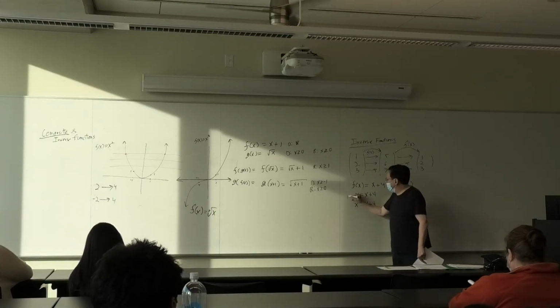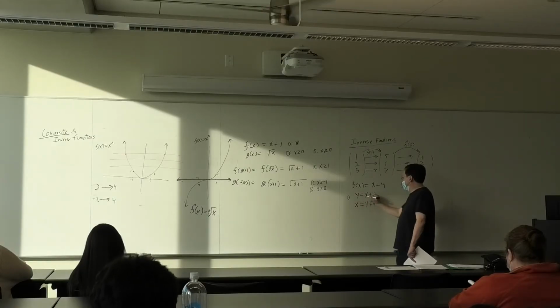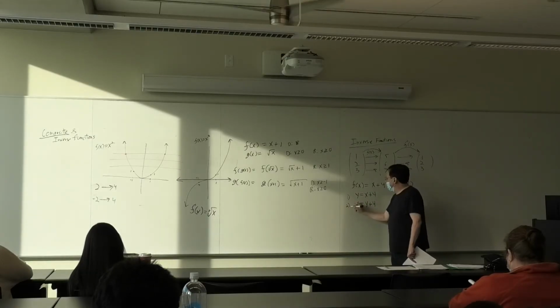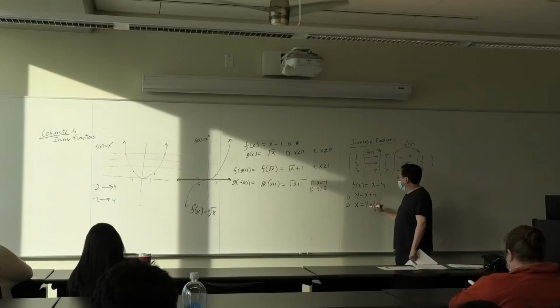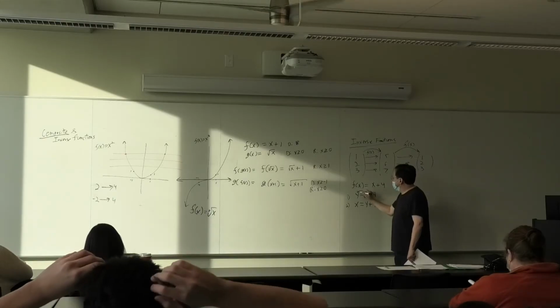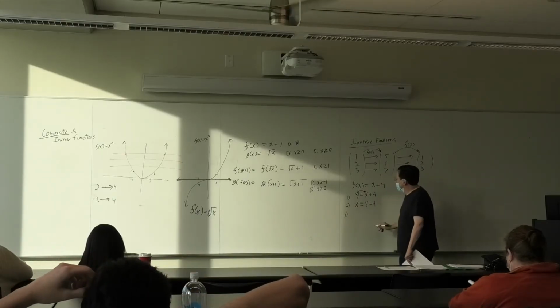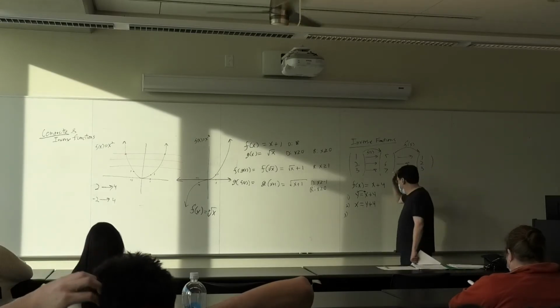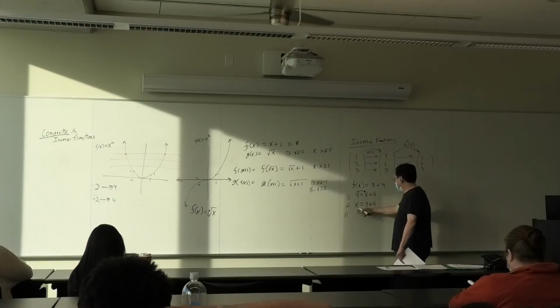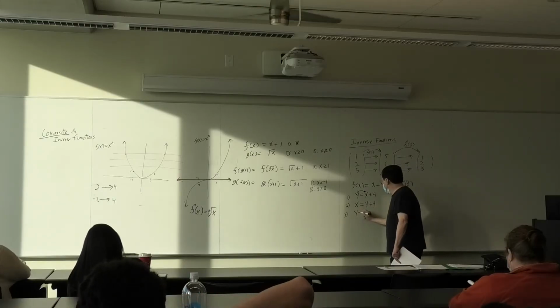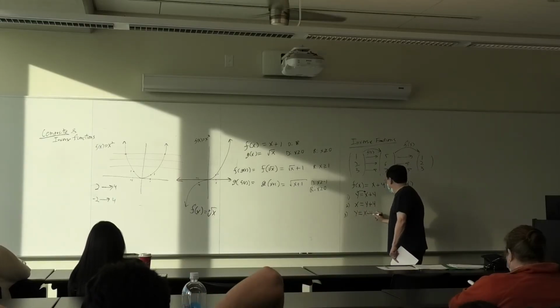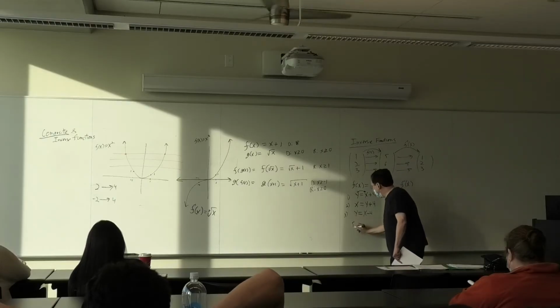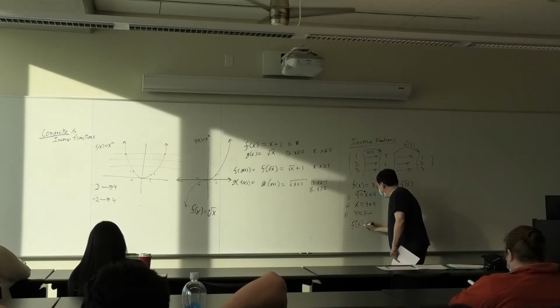So, first step, write it with a y. Second step, reverse the x's and the y's. Third step, solve for y. Well, if I subtract 4 from both sides here, I get minus 4. And that becomes my inverse function.